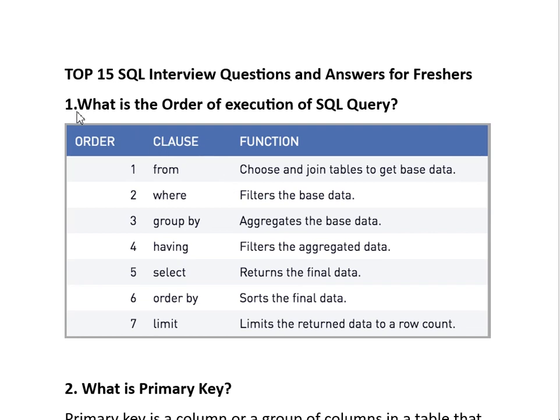So the first question is, what is the order of execution of an SQL query? This is the most important question, and interviewers ask it every time. The order of execution is: first FROM, then WHERE, GROUP BY, HAVING, SELECT and ORDER BY. The LIMIT function is basically used in MySQL. It's not used in SQL Server. In SQL Server, we use TOP instead of this LIMIT function. So this is the order of execution of an SQL query.